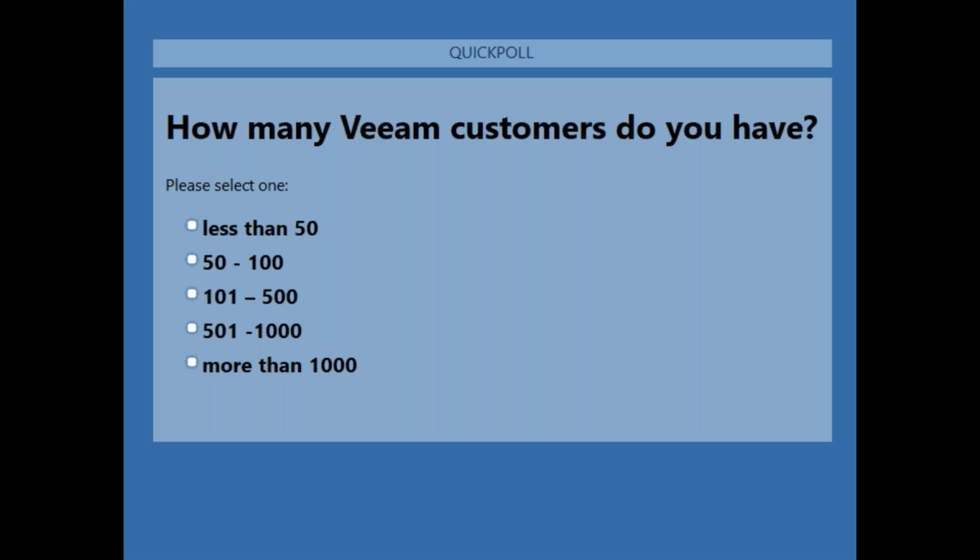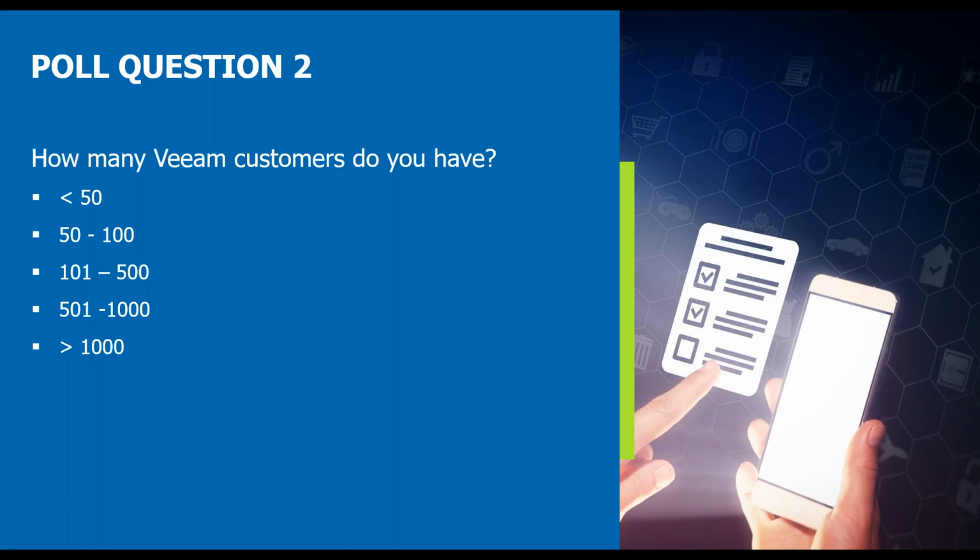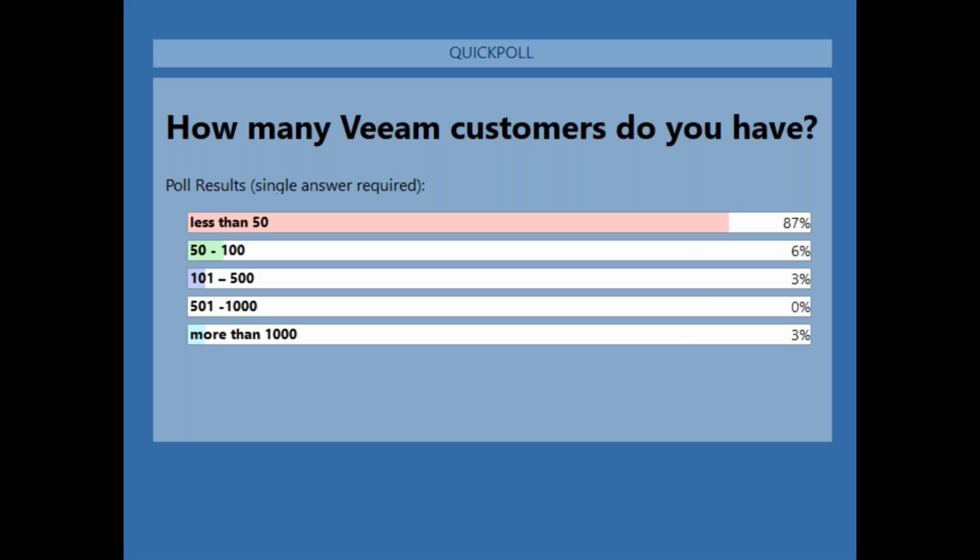And I'm going to go ahead and close. We got 62% who have voted. I'm going to give it a few more seconds. There we go. Close. All right. And I'm going to go ahead and share the results. It's about 90% of the audience today, less than 50.